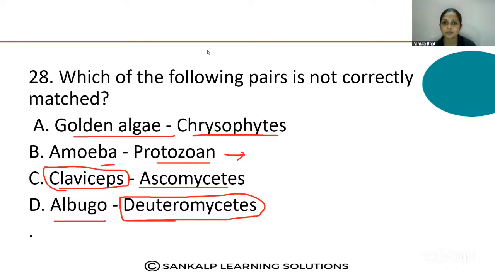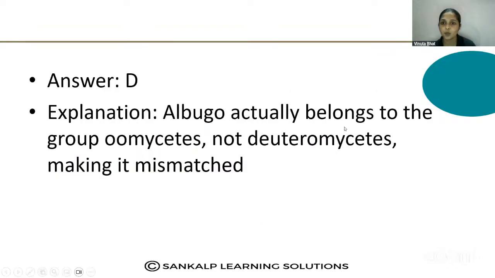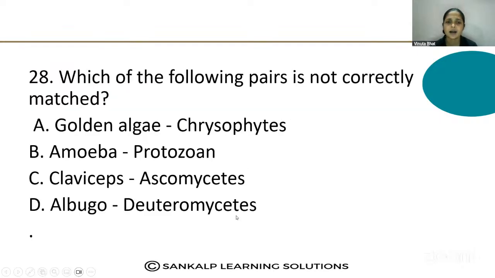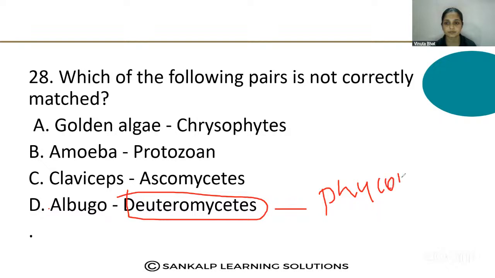Albugo belongs to the group Oomycetes, means phycomycetes. So the pair that is not correctly matched is albugo, deuteromycetes, which does not come under deuteromycetes. Albugo comes under the phycomycetes. Option D is the correct answer.